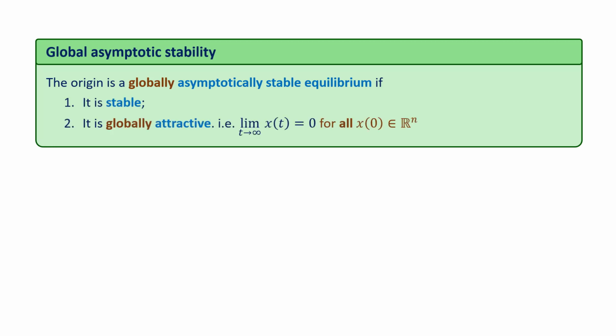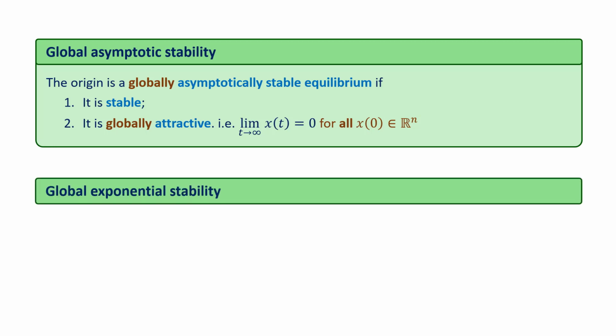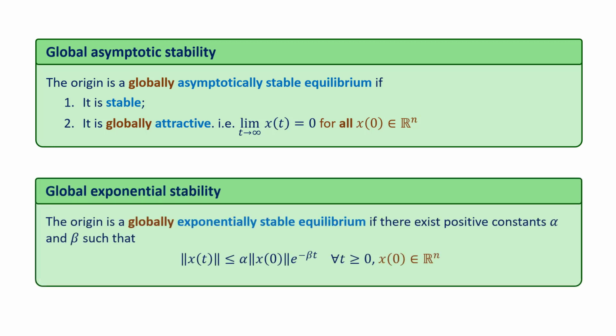The origin is a globally asymptotically stable equilibrium if it's stable and if it's globally attractive. This means that the limit of x of t when t approaches infinity is equal to 0 for all x of 0 in R^n and not only for initial conditions in the neighborhood of the equilibrium. Similarly, the origin is globally exponentially stable if there exist positive constants alpha and beta such that norm of x of t is less than alpha times norm of x of 0 times e to the power of minus beta t for all time and for all initial conditions.